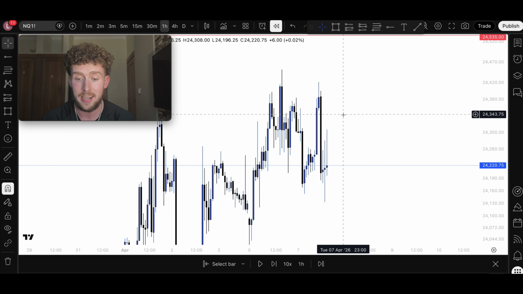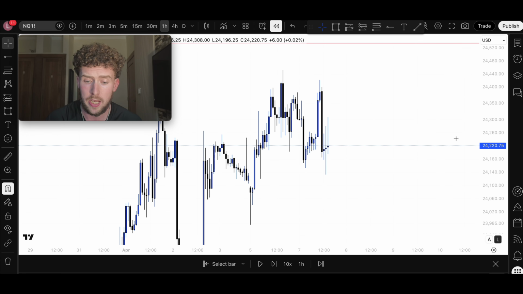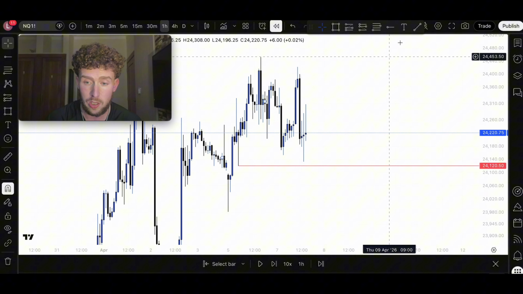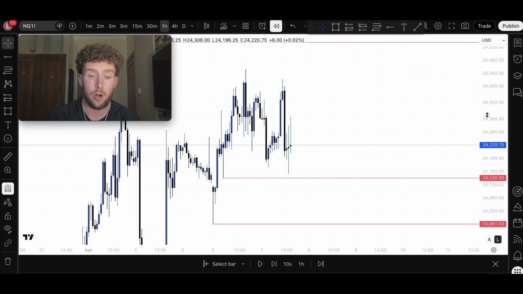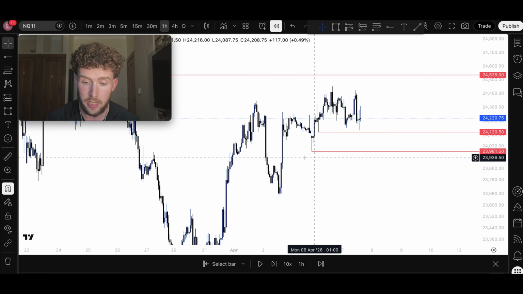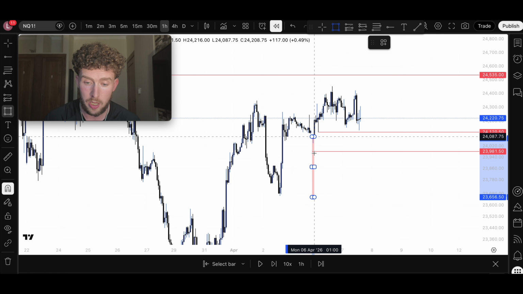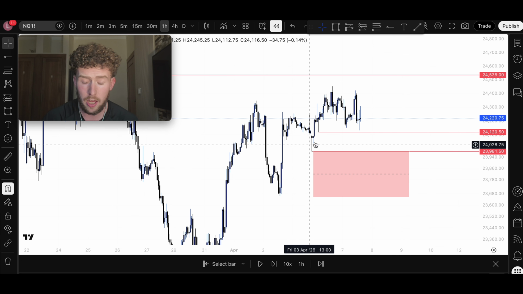When I see that nice hourly V-shape down, I'm going to be looking at the internal draws on liquidity, areas price can reverse off to go back to the upside. For me, this low here and this low down here are the 2 key lows. Price is going to want to take out one of these lows before going higher. In my opinion, it's going to be this low here. I expect price to reverse back to the upside in this area right here.